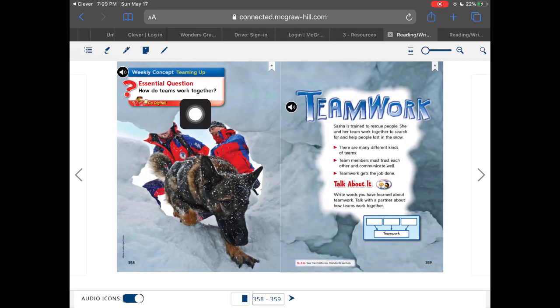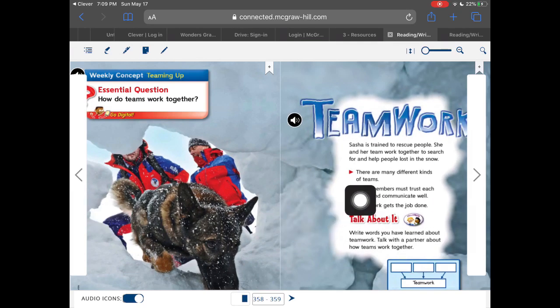And so the stories that we're going to be reading all have to do with teamwork. And take a look at this really cool photograph. We have a dog, and it's actually a rescue dog. And her name is Sasha. So on page 359, why don't you read with me? Sasha is trained to rescue people. You know what? This is too small, so let me get this bigger. There we go. That's a little better. Sasha is trained to rescue people. She and her team work together to search for and help people lost in the snow.